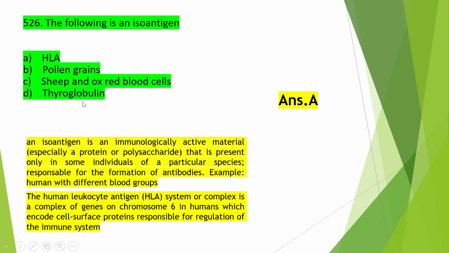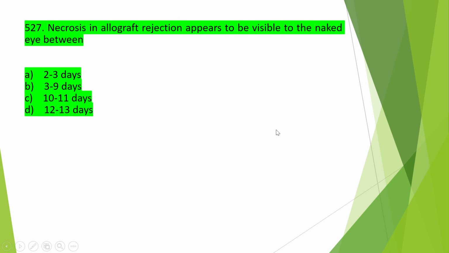So what is an isoantigen? An isoantigen is an immunogenetically active material, especially a protein or polysaccharide, that is present only in some individuals of a particular species, which are responsible for the formation of antibodies. So the examples are humans with different blood groups, and the HLA, that is the human leukocyte antigen system or complex, is a complex of genes on chromosome 6 in humans which encode cell surface proteins responsible for regulation of the immune system. Okay, so let's move on to question number 527.